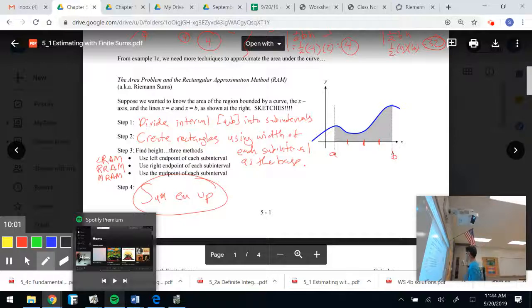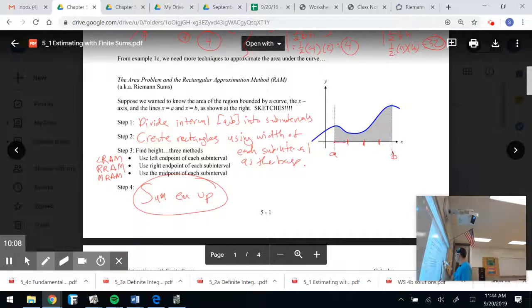All right, so what I'm going to do right here, if I wanted to draw rectangles using LRAM, I have my subintervals. Here's my first subinterval right there. That's going to be my width. And then what I am going to do is use the left side of that.